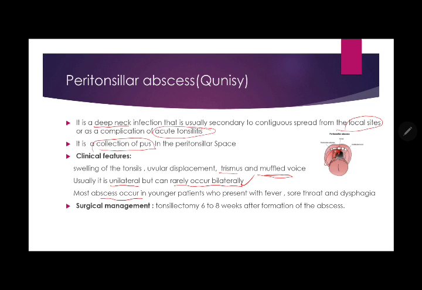Most abscesses occur in younger patients who present with fever, sore throat and dysphagia. Surgical management usually involves a tonsillectomy 6 to 8 weeks after the formation of the abscess. So this is about the peritonsillar abscess.